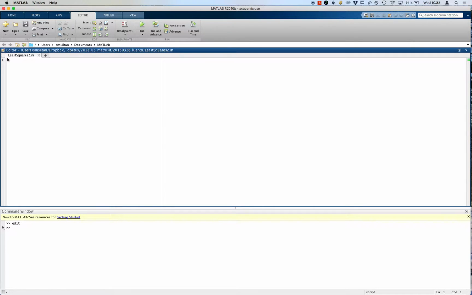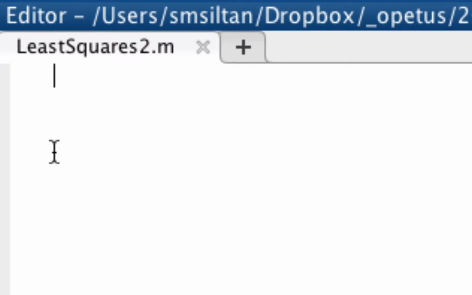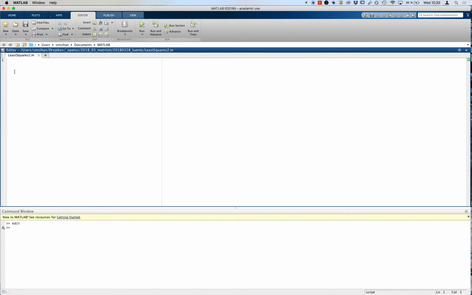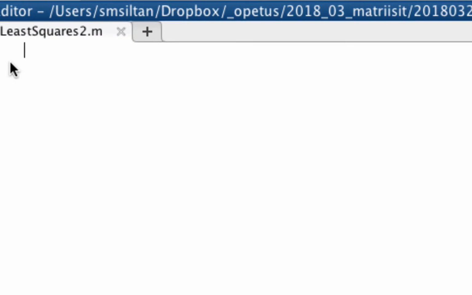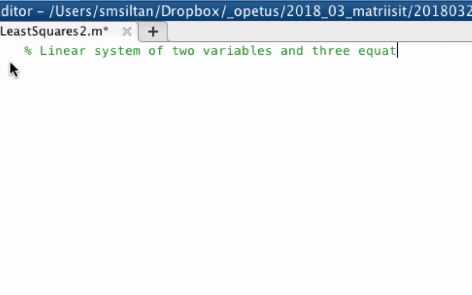Alright, so this Matlab file is called least squares 2. It's a direct continuation to our file least squares 1, where we looked at systems of two equations. Here we look at linear systems of three equations and two variables, and their solution using least squares.